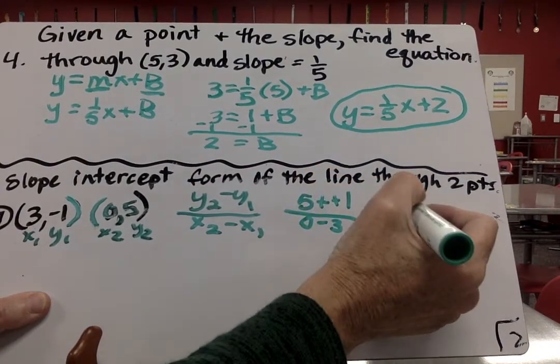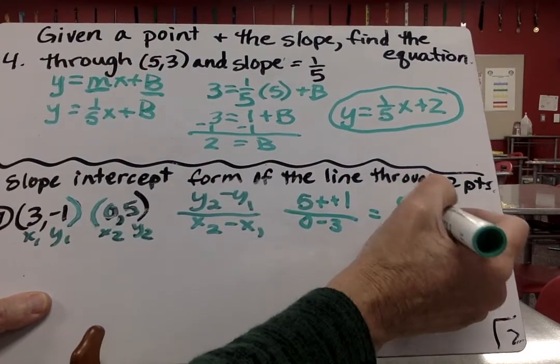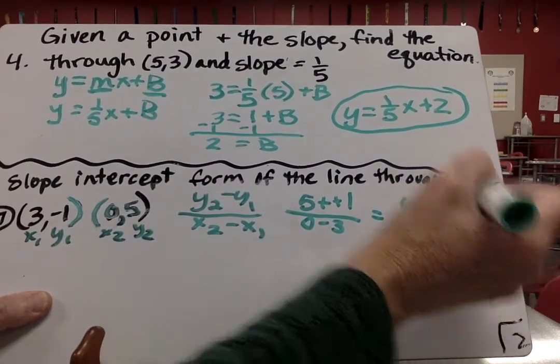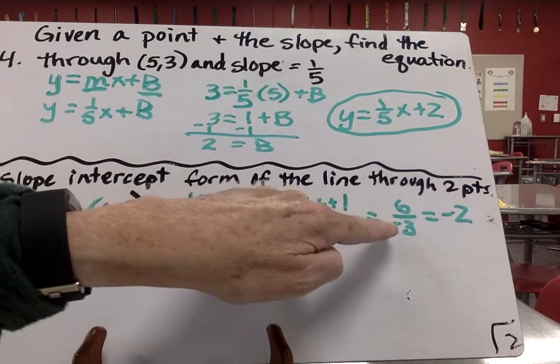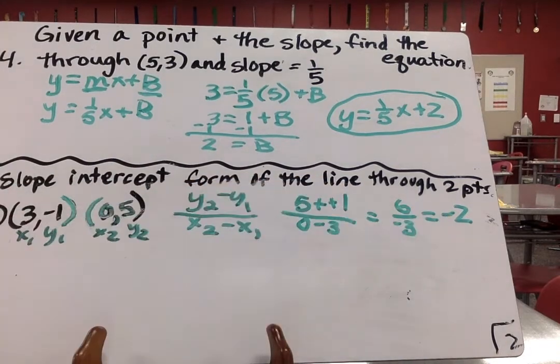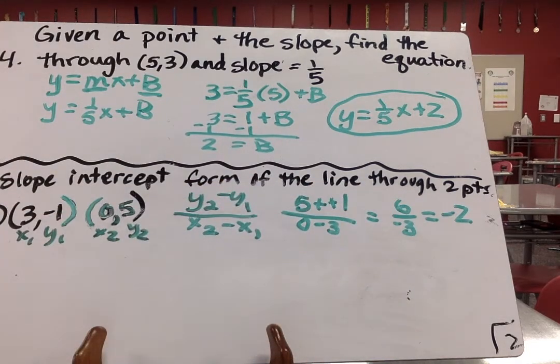5 plus 1 is 6. 0 minus 3 is -3. And then we simplify that to -2. So we know our slope through those 2 points is going to be -2. We never leave a negative on the bottom, and you always simplify as much as you can here. Okay? So now we have this slope, and we have 2 points on our line.